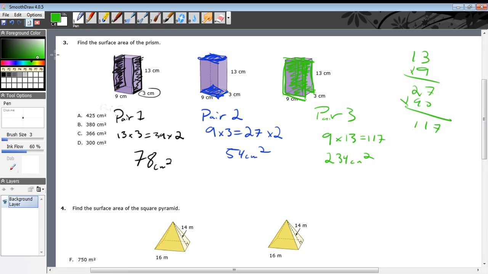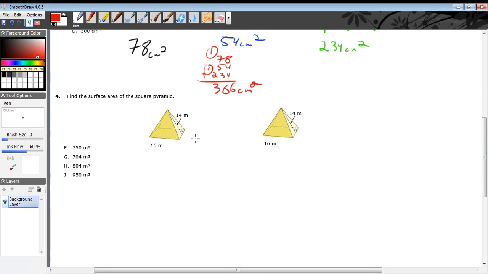So now to solve all of these, I just need to add 78 plus 54 plus 234. So that's 16, carry the 1, 8. 13, 16, carry the 1 again, 366 centimeters squared. The answer is C. Summary, what I did is I found the areas of each pair and then added them up at the end.